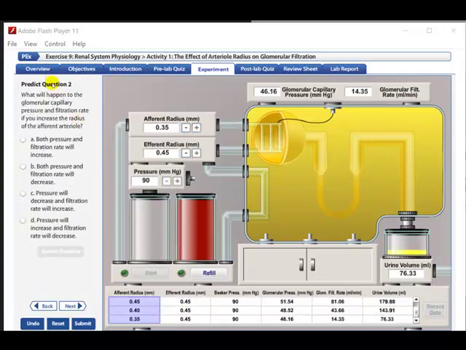Now we have a prediction question. What will happen to the glomerular capillary pressure and filtration rate if you increase the radius of the afferent arteriole? So in our previous steps, we decreased the afferent radius, and we noticed that the pressure decreased and also the filtration decreased. So by increasing the afferent radius, we predict that the pressure and the filtration rate will also increase.